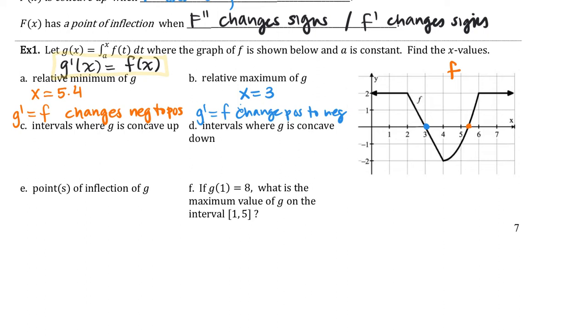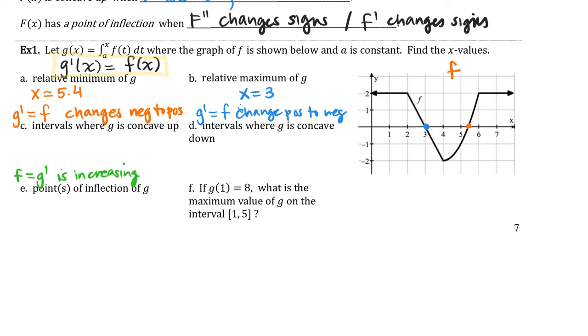Okay, intervals where g is concave up. Okay, what am I looking for? I want g double prime to be positive. G double prime is the same as f prime. Do I have a graph of f prime? No, I have a graph of f, but f prime is the slope of f. So I want to see when the slope of f is positive. So I want to see when f is increasing. So we're going to say we want to see where f, which is the same as g prime, is increasing, which means the slope of f is positive.